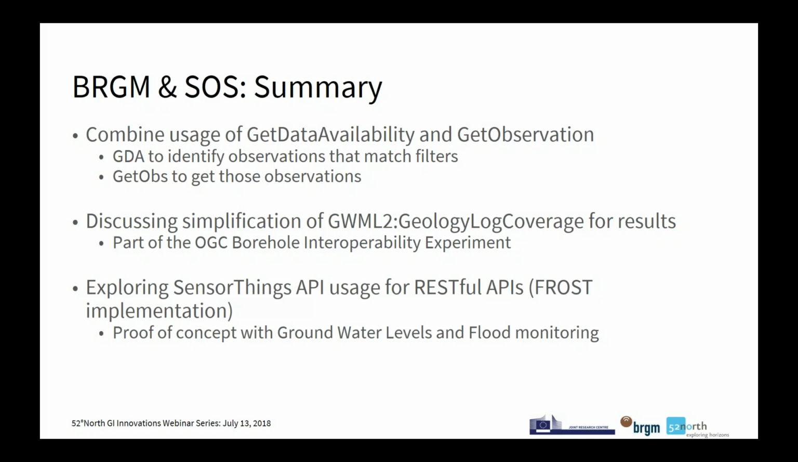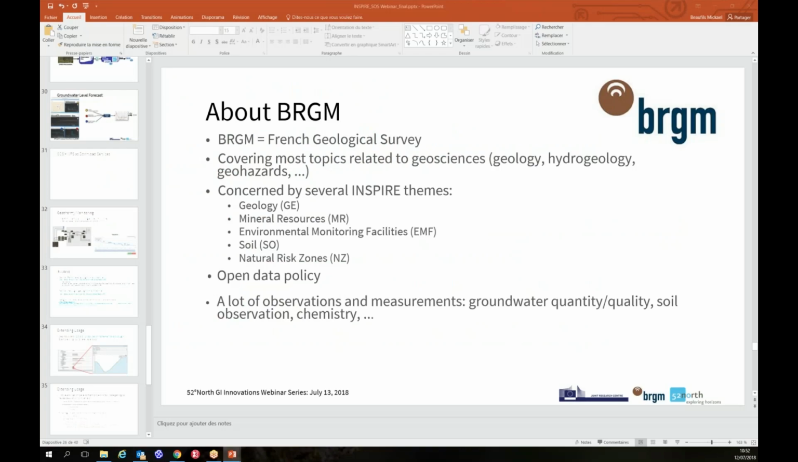And also, we are exploring SensorThings API usage for RESTful APIs. The one we are relying on is the first implementation from Fraunhofer. We are having a proof of concept with groundwater levels and flood monitoring, just to see what we can do with it. And of course, we were part of the publication Alex mentioned just before. So that's it for the BRGM presentation. I would be happy to answer a few questions after that if you have any.